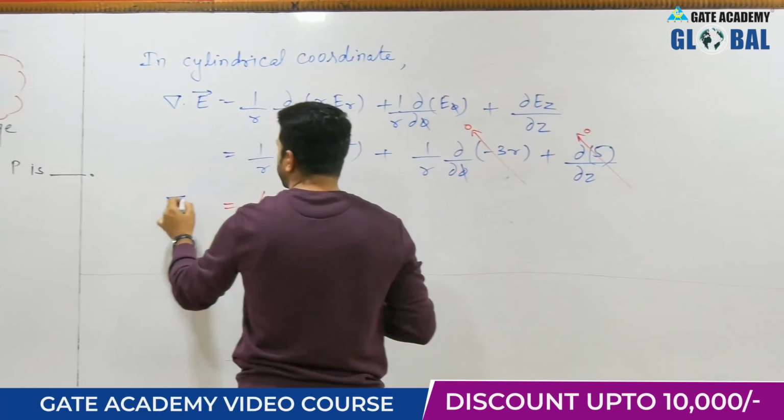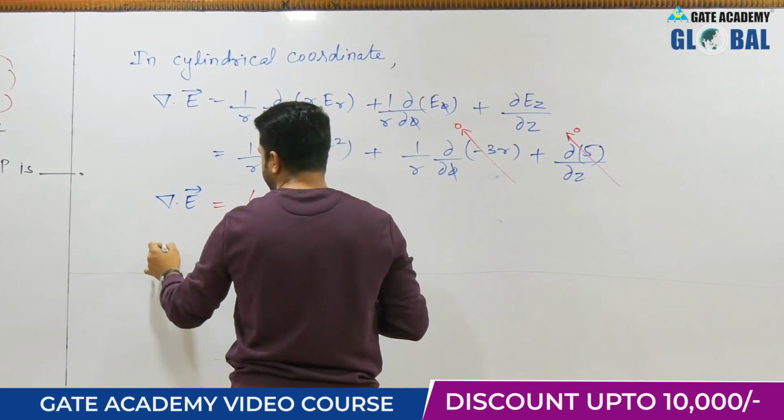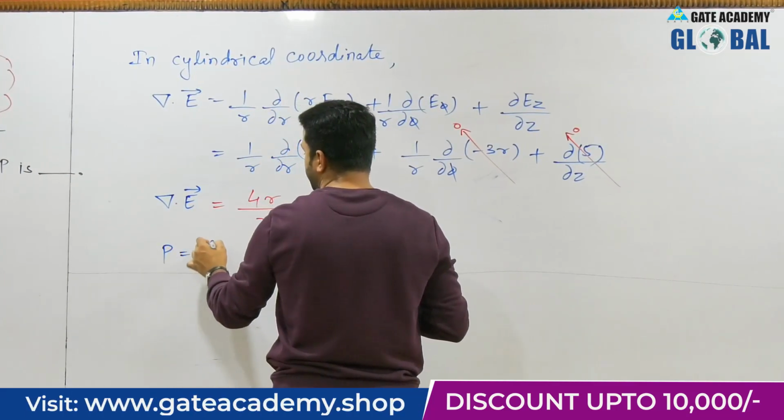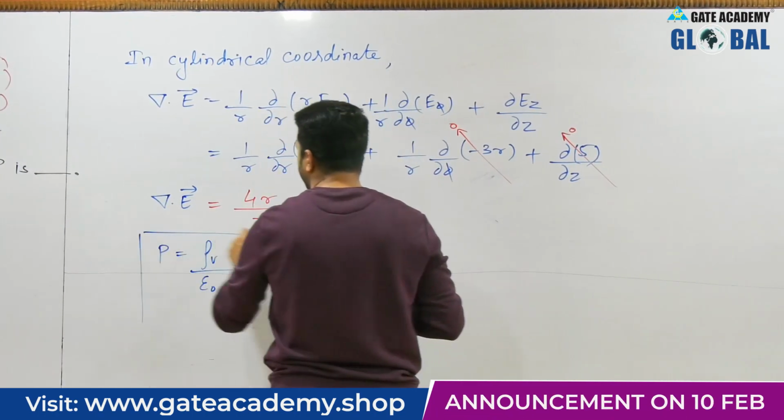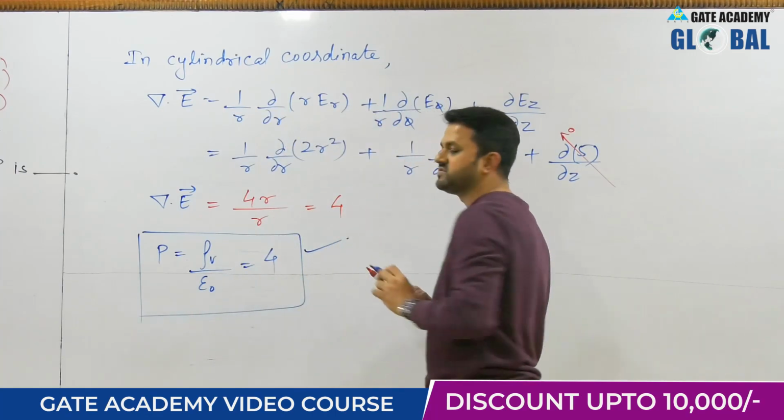So the divergence of E is 4, and the divergence of E is nothing but P, which is the ratio of rho_v divided by epsilon naught, so that will also be 4. So the answer for this question would be 4.